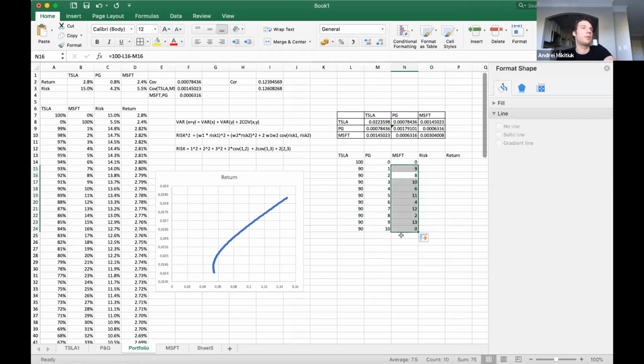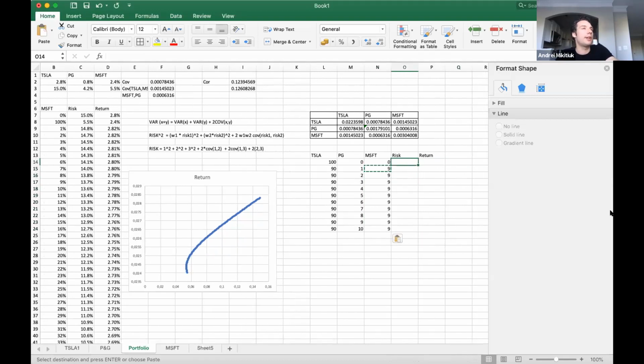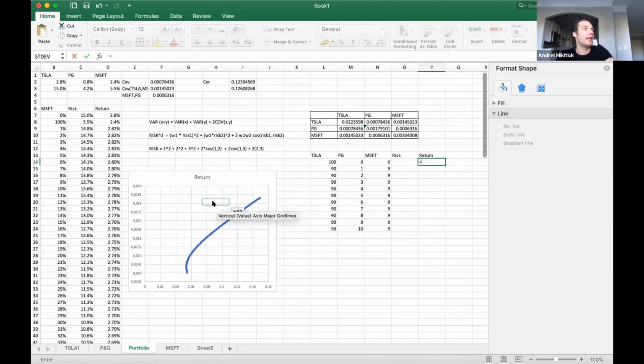I will make several of them, and probably not all of them, but some of them we will make. So let's calculate returns as previously. Now we have 3 stocks, and return is the same.